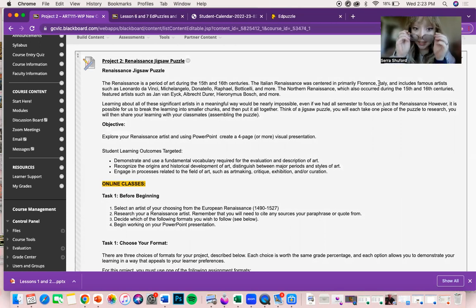Learning about all of these significant artists in a meaningful way would be nearly impossible even if we had all semester to focus on just the Renaissance. However, it is possible for us to break the learning into smaller chunks and then put it all together. So think about this as a Renaissance jigsaw puzzle. You will take one piece of the puzzle to research, and you will then share your learning with your classmates in assembling the puzzle. So the objective is to explore your Renaissance artist and use a PowerPoint to create a 4 or more page visual presentation.